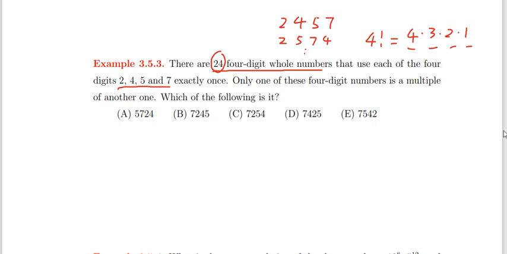Okay. So this question says, among these 24 numbers, one such number is a multiple of another. One is a multiple of another. We don't know which one, so the question is we want to find that one. Okay, so it looks like we have, let's say, 7, 2, 4, 5. This number equals a multiple of this number.